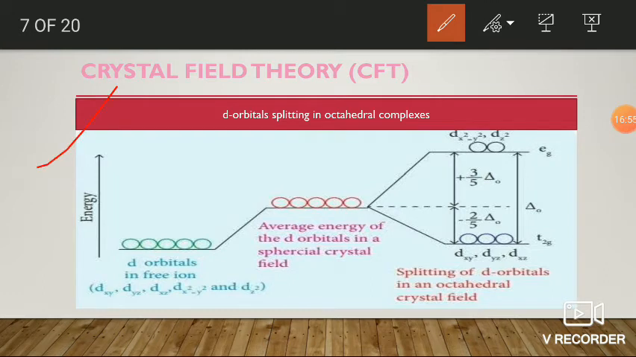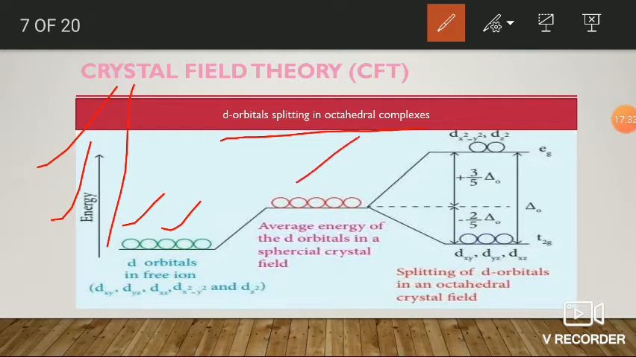Next, here the picture depicts the splitting of 3d orbitals in octahedral complexes. Here it indicates the energy levels. Energy level here, splitting pattern. Here the 3d orbitals in the free ion, that is, if there are no ligands around the central metal ion, in the case of the free ion all the 3d orbitals have the same energy. They are degenerate. When the ligands approach the central metal ion, the energy of the 3d orbitals somewhat increases, so they enter into some higher energy level.